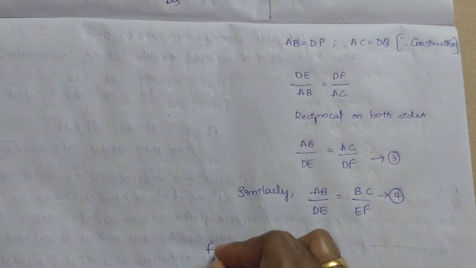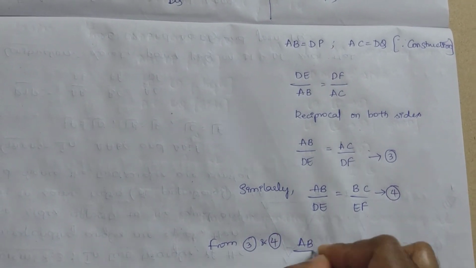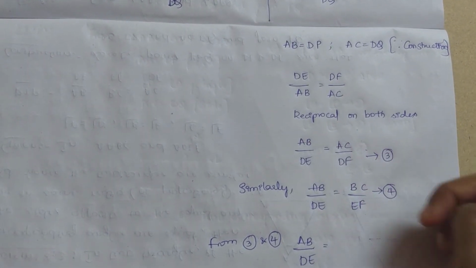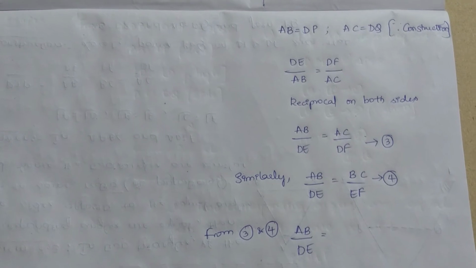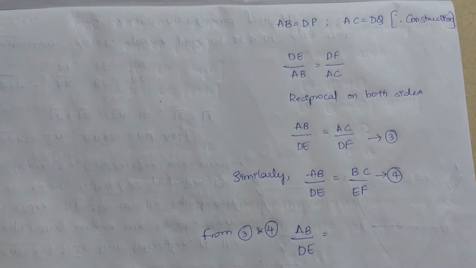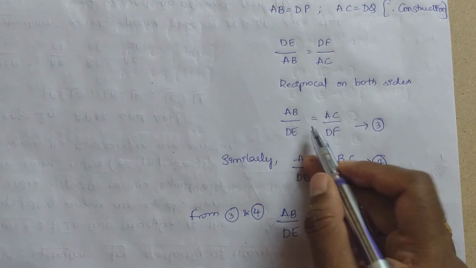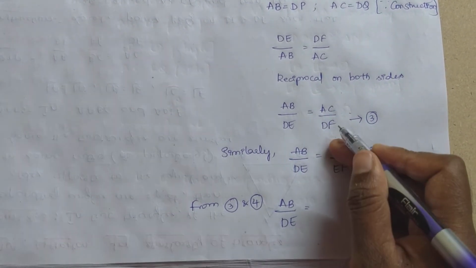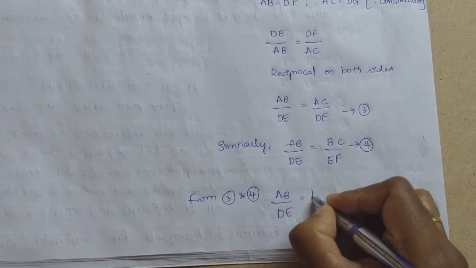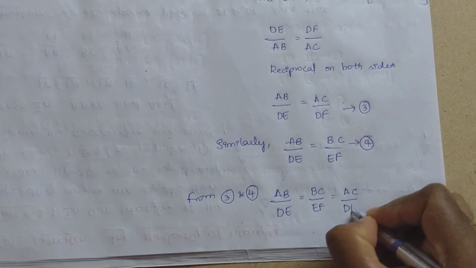From equations 3 and 4, what can we write? We can write that AB by DE equals, because the LHS are equal in these two equations, so obviously when A equals B and B equals C, then A equals B equals C. We have learned it in class 6 or class 5, in earlier classes. So the same thing we apply here. When AB by DE equals AC by DF and AB by DE equals BC by EF, then AB by DE equals BC by EF equals AC by DF.